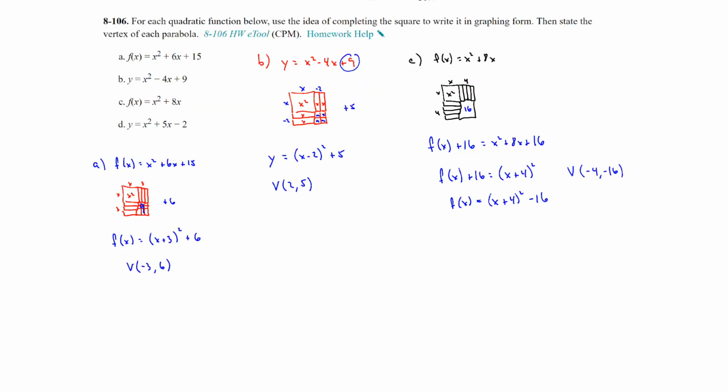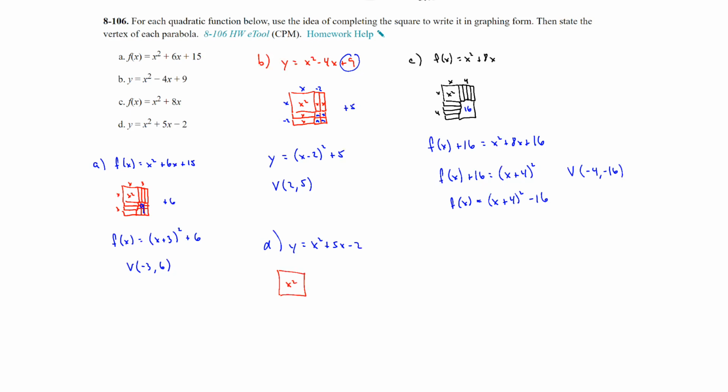Alright, and on to the last one, D. So D, we have y equals x squared plus 5x minus 2. So once again, as you're completing the square, definitely look for patterns that you're seeing to help you maybe not have to do the generic rectangle every single time. But we're going to continue to draw it on here. So that leaves us with x squared. I'll draw this a little bit bigger.